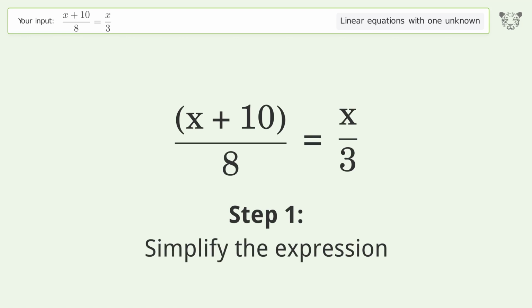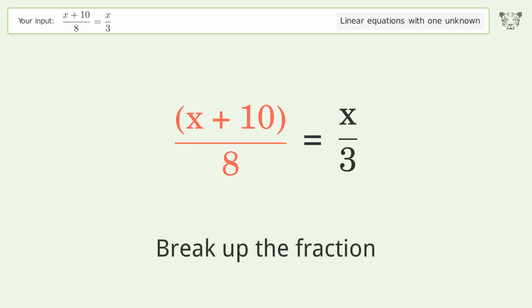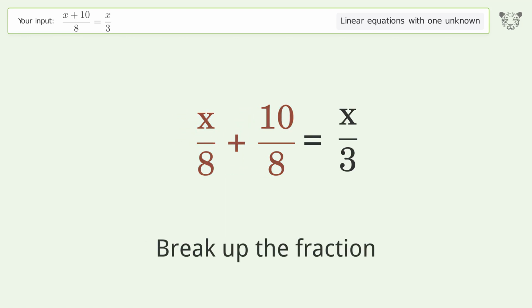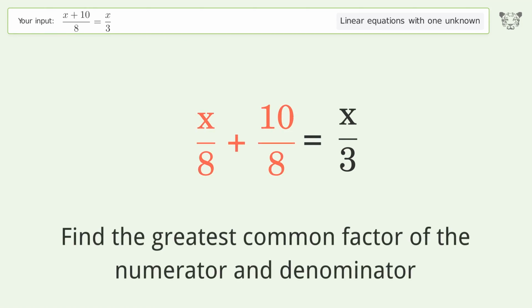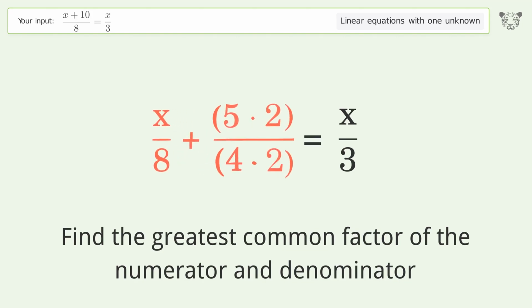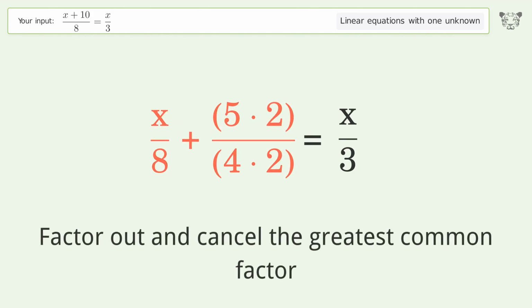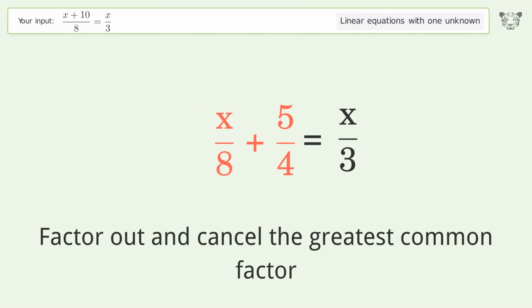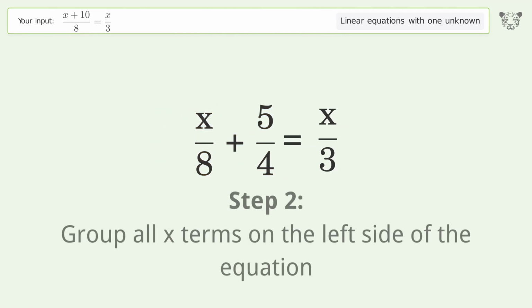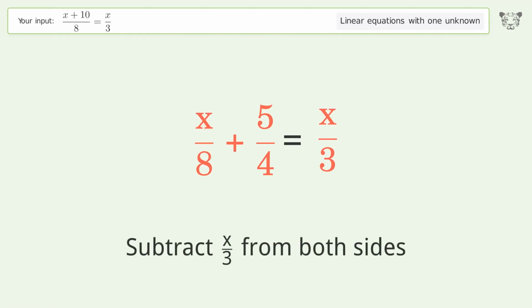Simplify the expression. Break up the fraction. Find the greatest common factor of the numerator and denominator. Factor out and cancel the greatest common factor. Group all x terms on the left side of the equation. Subtract 10 over 3 from both sides.